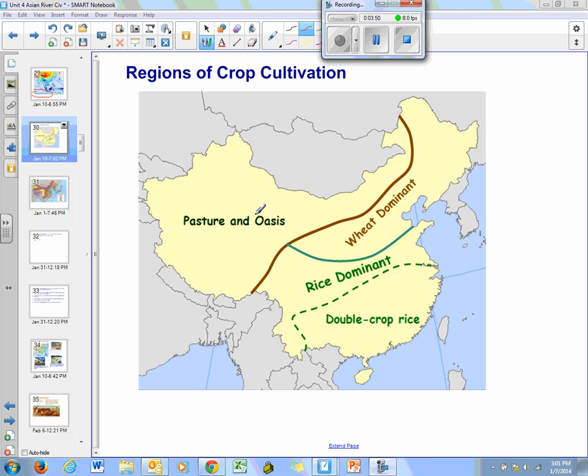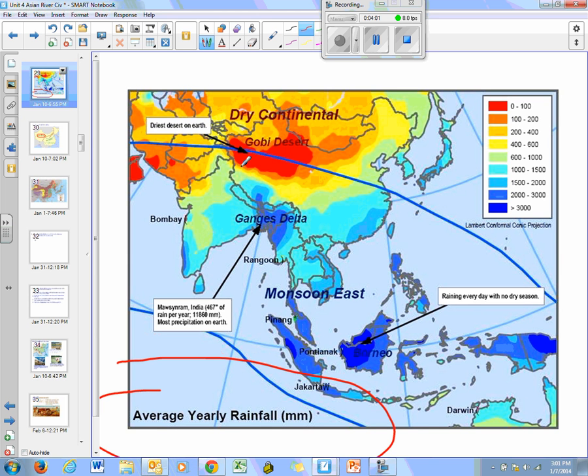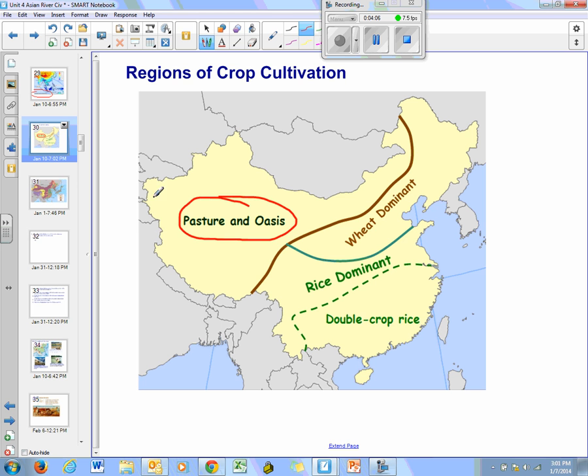You probably noticed that this area has pasture or oasis. That's because there's little rainfall in this area. Remember, when we look back at this map of China, we can see that there's lots of yellows, oranges, and reds. And if we look here, you'll see that there's little agriculture being done. Yet, if we look down in the very south of China, we're seeing a double rice cultivation, meaning that they actually have 2 crops of rice produced during every growing season, or the growing season really never stops because of the warm climate. Think about Florida.